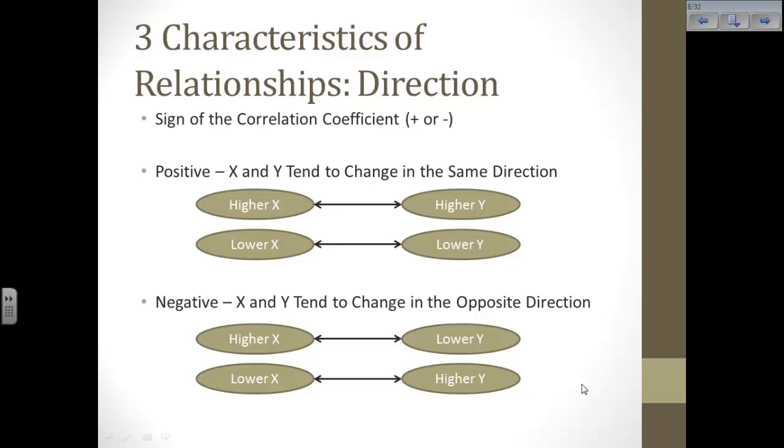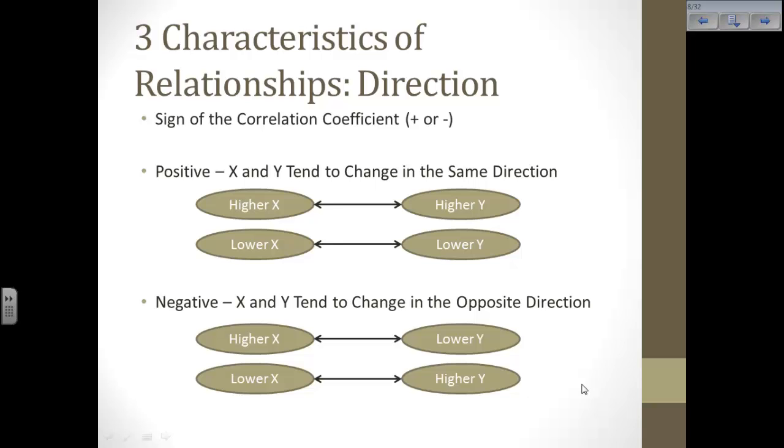So positive, changing in the same direction. Well, a negative relationship: if you calculate your correlation coefficient and you get a negative number, then that means that X and Y tend to change in opposite directions. So people who have higher values on X tend to have lower values on Y, and people who have lower values on X tend to have higher values for Y. So that would be a negative relationship.